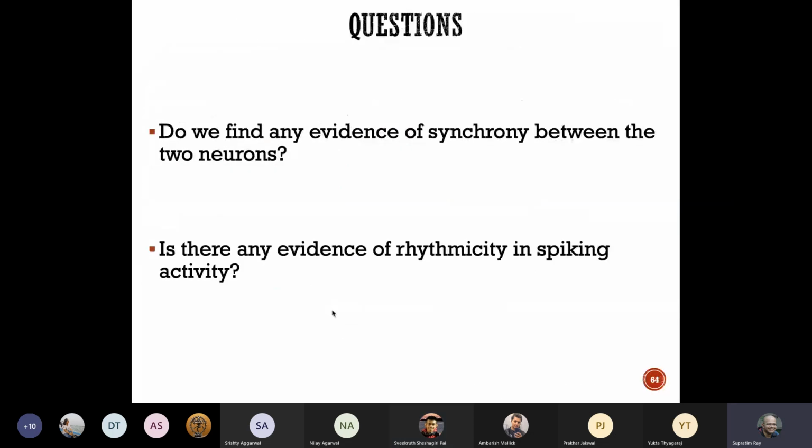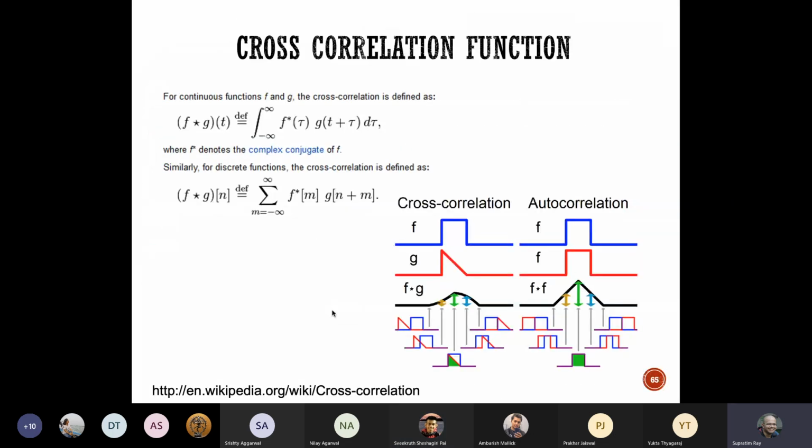Great. So it turns out that's exactly what we do. And this is called a cross correlation function. Okay, so let me explain what this function is. This is the mathematical definition of a cross correlation function. So what Sweekrut just told us is the value of the cross correlation function at a lag of 0.